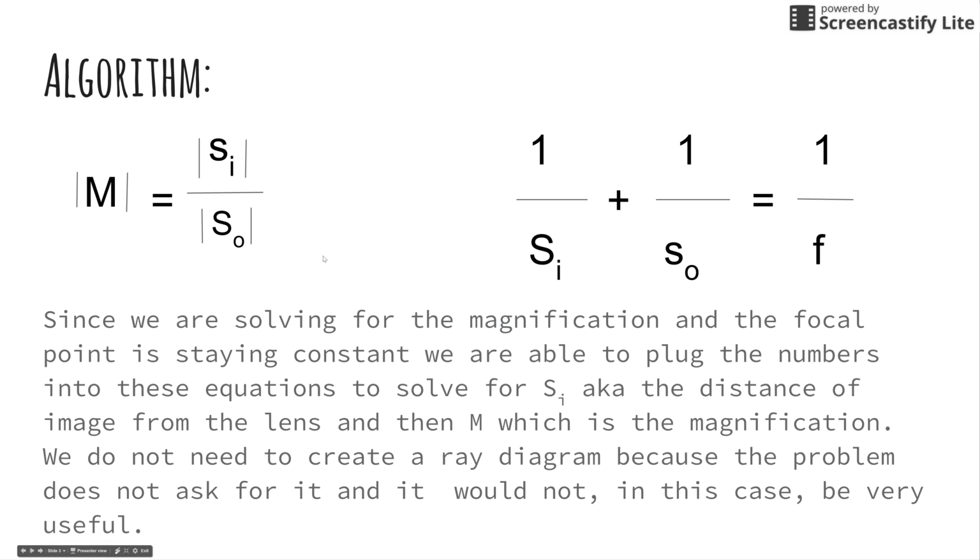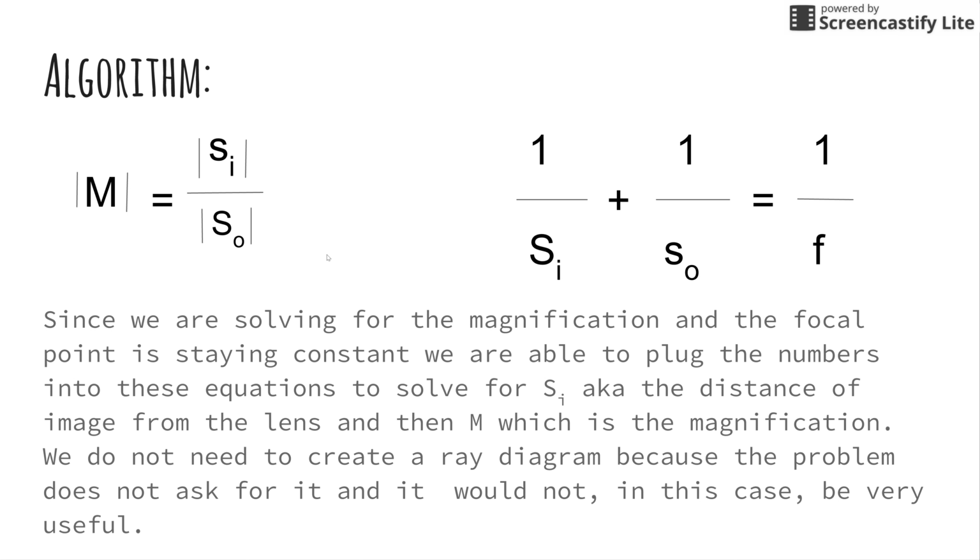So the algorithm we are going to use, usually you'd be using the ray diagram for optics, but since there are changing SIs and SOs, I just decided that we should stick to two equations. One equation is the magnification equation, because that's how we're going to actually solve for the magnification.